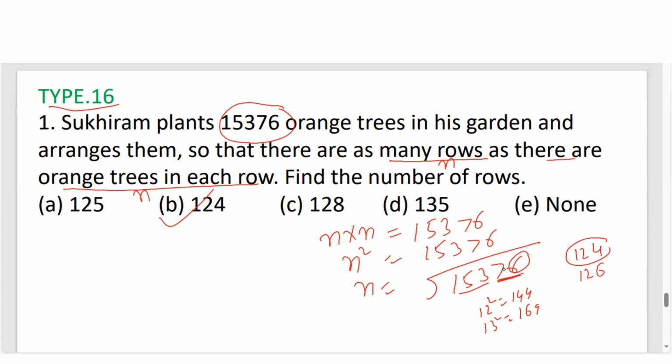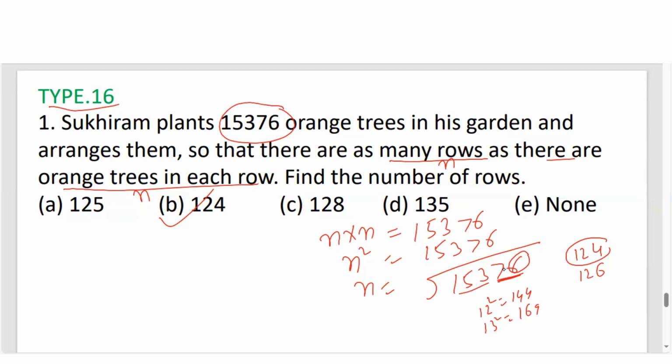This is the basic concept. And the shortcut method is: you need not write N or anything. When this type of question is given, that there are so many rows and each row has the same number of trees, that means the number of rows and the number of trees in each row are both the same.